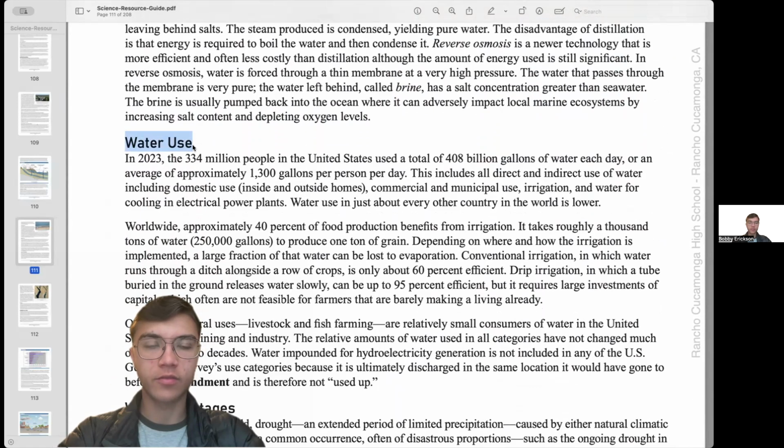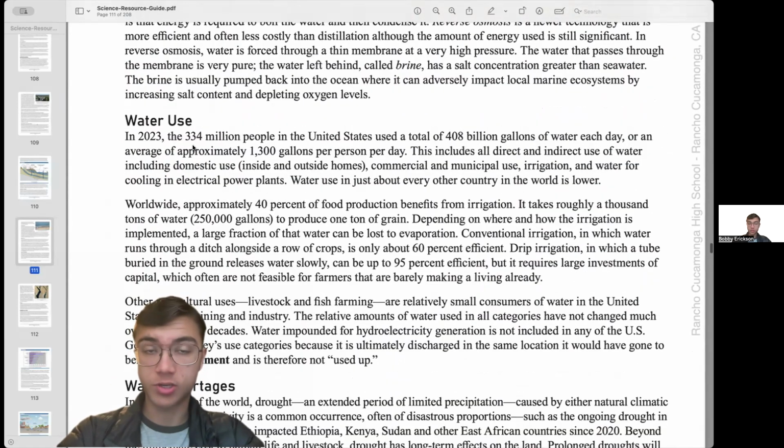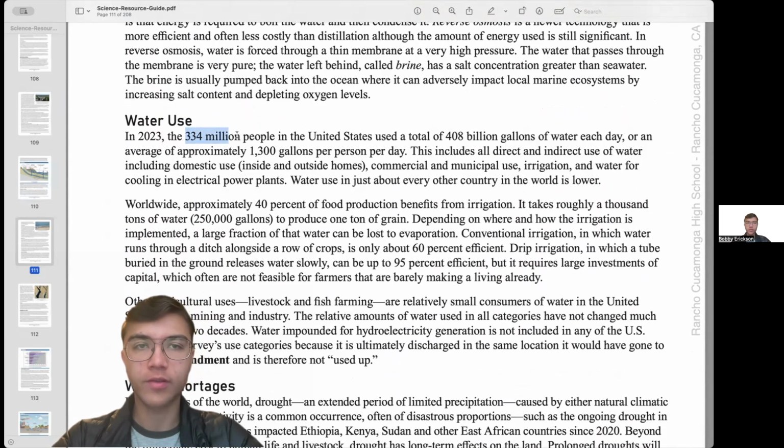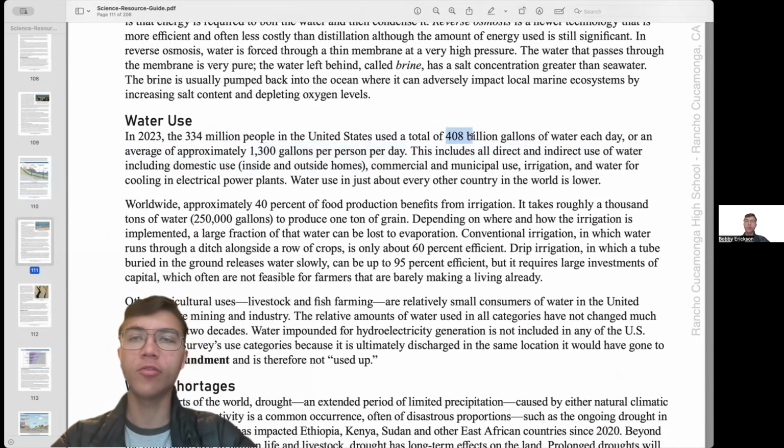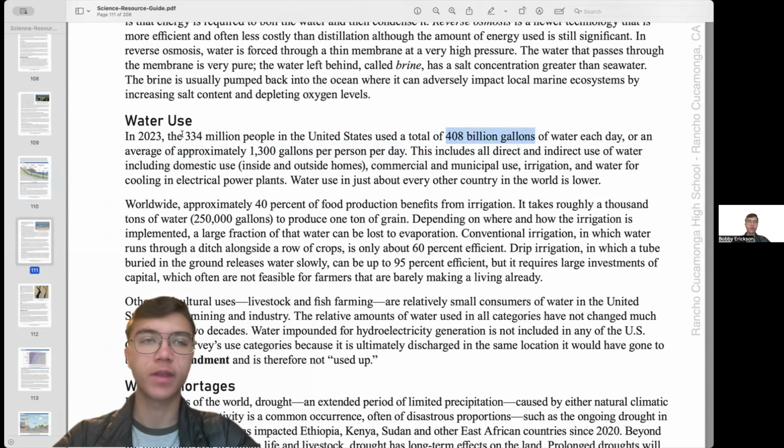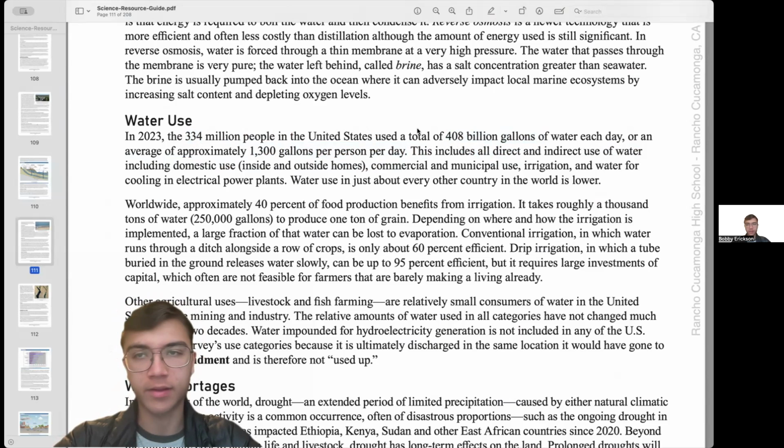Now we will discuss water use as a whole and how much water is actually being used. So, 334 million people are in the United States as of 2023. And we use a total 408 billion gallons of water, which is about 1,300 gallons per person per day. So remember those numbers, 408 billion gallons, which is a little more than the 334 million people in billions, except multiply by 1,000, add a little bit more to 408, and you'll get the billions of gallons of water per day, which is 1,300 gallons per person per day, which is a ton.